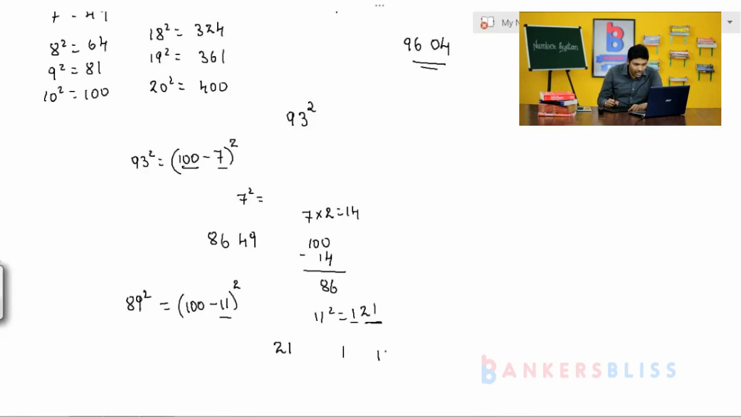Next, what you have to do? 11 into 2, that is 22. So 100 minus 22, how much are you going to get? 10 minus 2 is 8. Next, 9 minus 2 is 7. But this 1 was in the carryover. Therefore, plus 1, which is equal to 79. Therefore, the answer is 7921. See how simple it is.